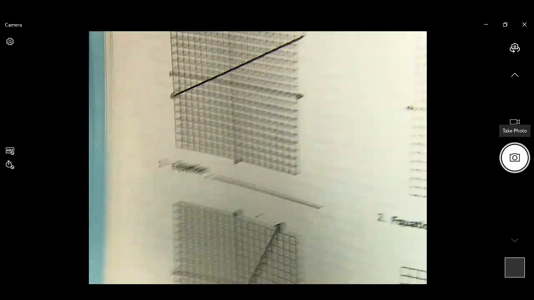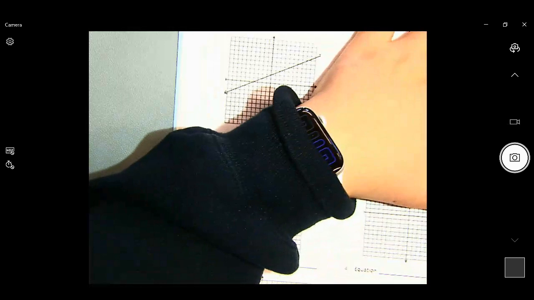Hey guys, today we are going to be going over the graphs and equations on page 20.